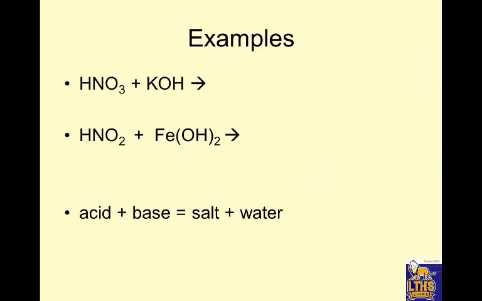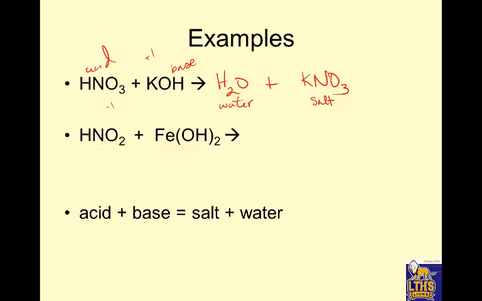Here are some examples. Acid or base? Acid. Acid or base? Base. So we do the double replacement. The H goes with the OH, and you get water. And the NO3 goes with the K. On the periodic table K is plus 1, nitrate's negative 1, so you get KNO3. So you get water and potassium nitrate salt. Then you look at coefficients: 1, 1, that's good, 1, 1, 1, 2, 1, 2, NO3, NO3, balanced.